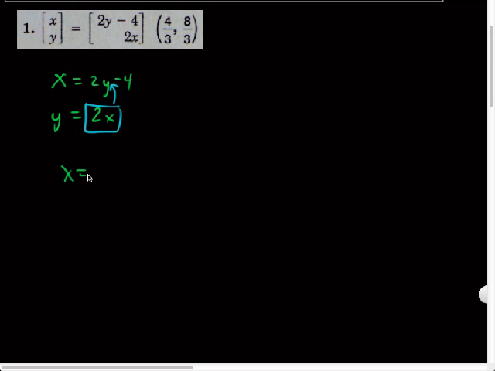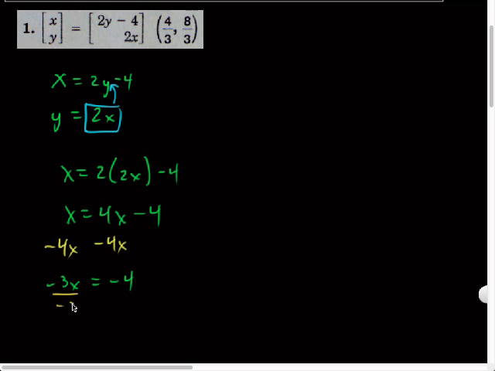I'll get x equals 2 times 2x minus 4. And I'll simplify: x equals 4x minus 4. We'll bring the x's together, of course, just solving this equation for the remaining variable. So negative 3x equals negative 4. And then we'll divide by a negative. Don't forget to flip your equal sign. That'd be a shame to forget that. So x equals positive 4/3 is the value of x.